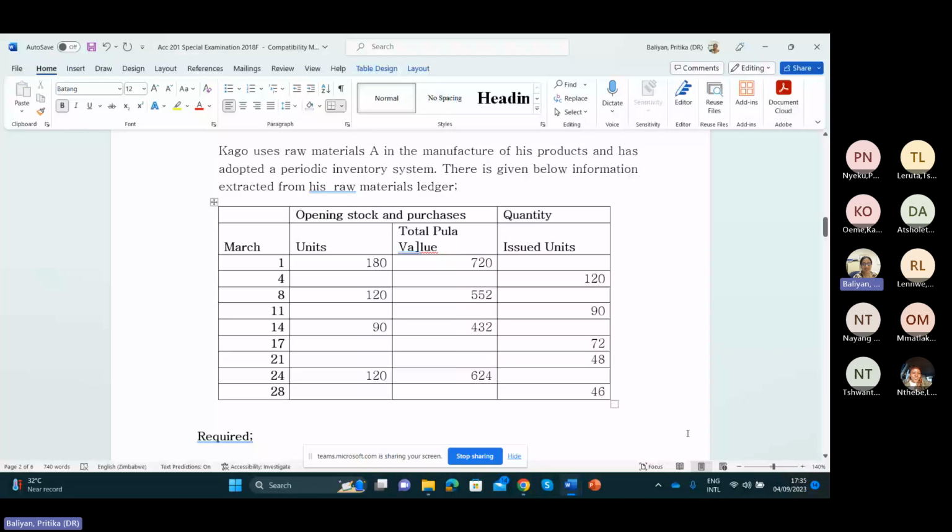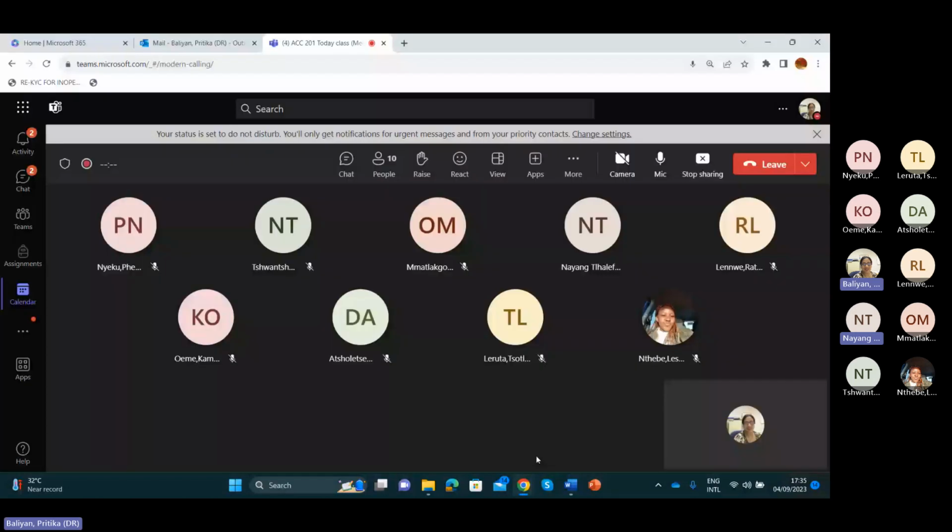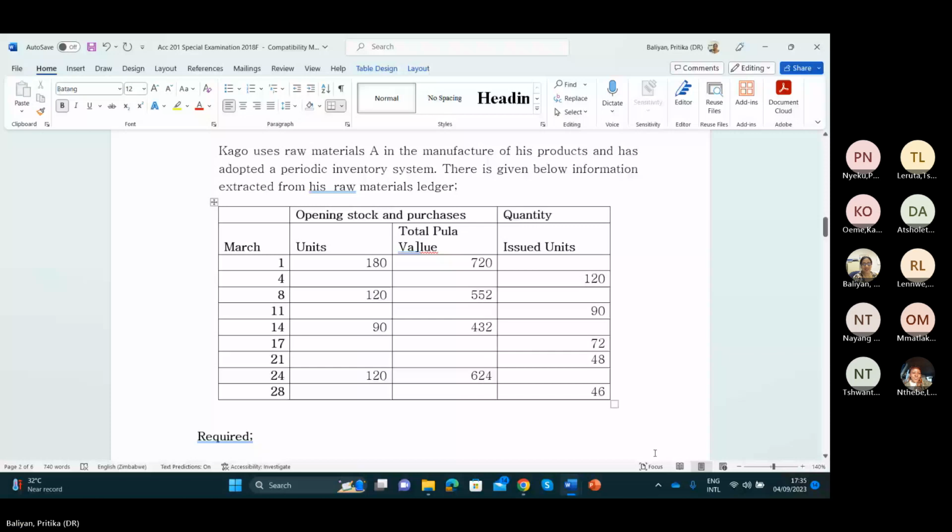Okay, can you see the question? Can you see the other exercise? Ma'am, I cannot see your screen. There's no question. I can see a table. Okay. Yeah, on the table, there's a line.